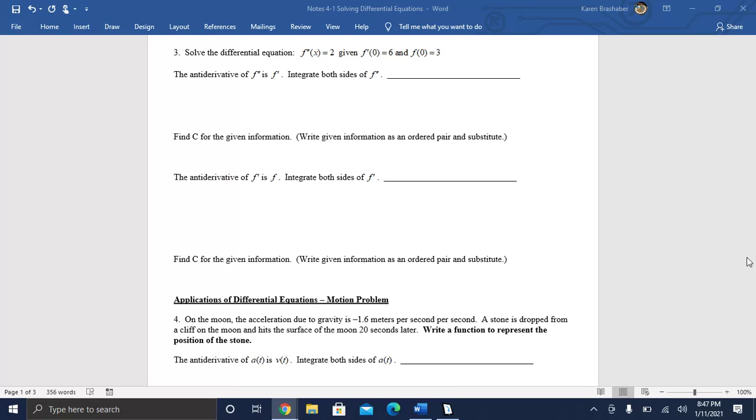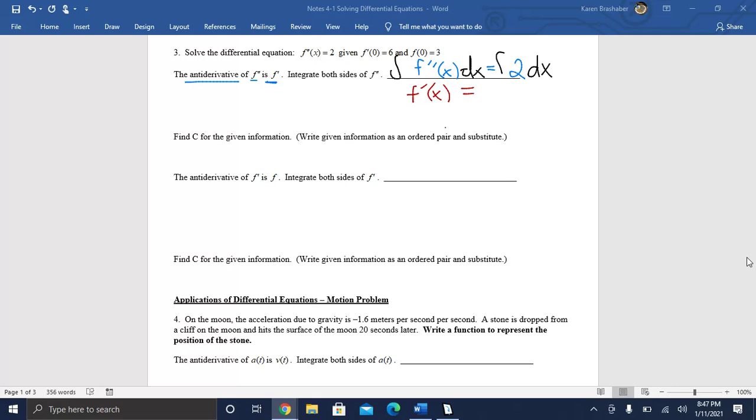So this we're going to have to go through twice, noting that the antiderivative of the second derivative would be the first derivative. So if we start with our original information that f double prime of x is equal to 2, and then we integrate on both sides. So when you write your integral sign, be sure that you put a dx. We want to integrate on both sides of the equal sign. Then the antiderivative of f double prime would be f prime of x.